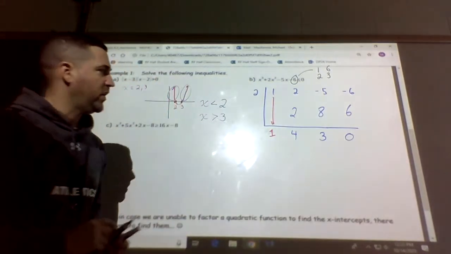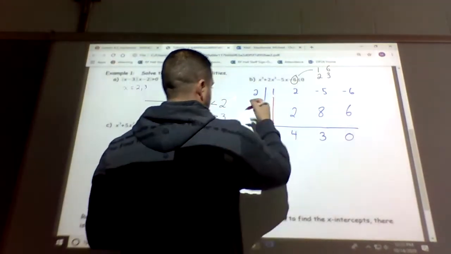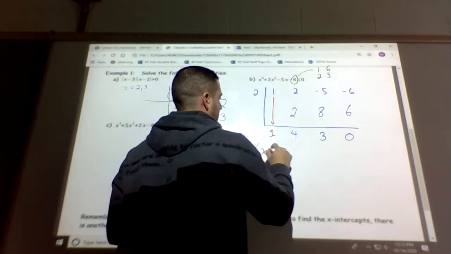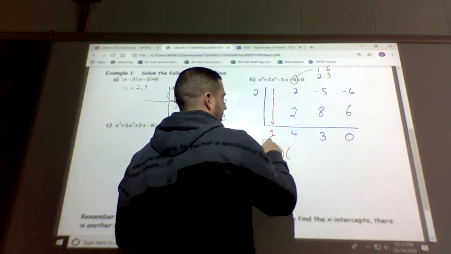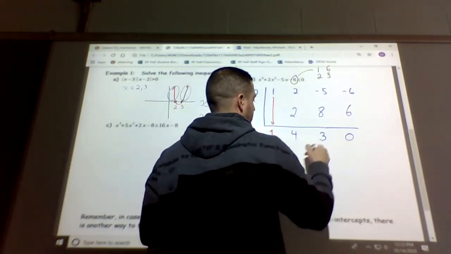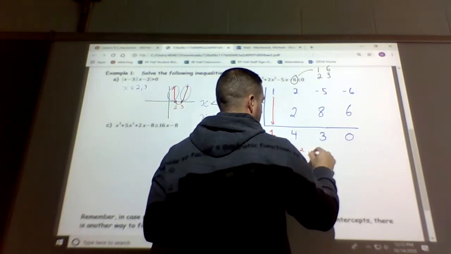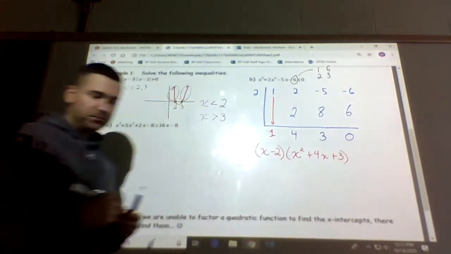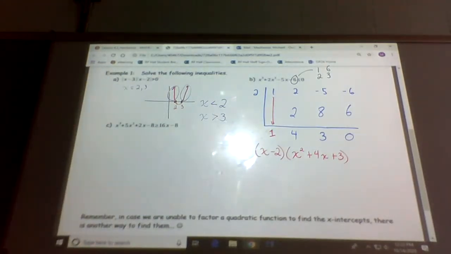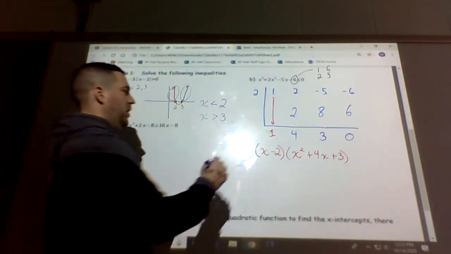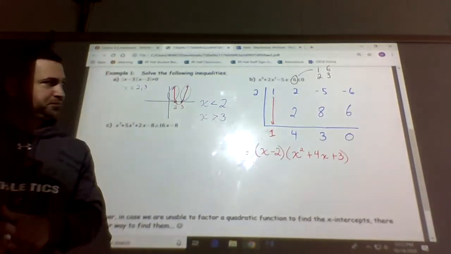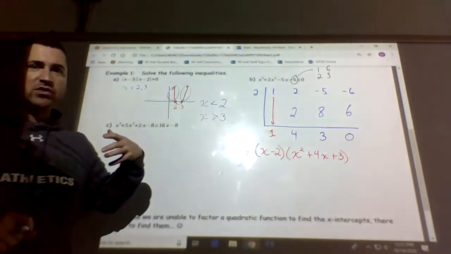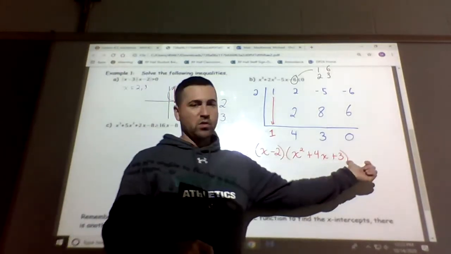Okay, so therefore we have our first divisor or factor, which is x minus 2, and then x squared plus 4x plus 3. So we factored it once. So we factor out an x minus 2 from the equation. Now we're left with the quadratic.